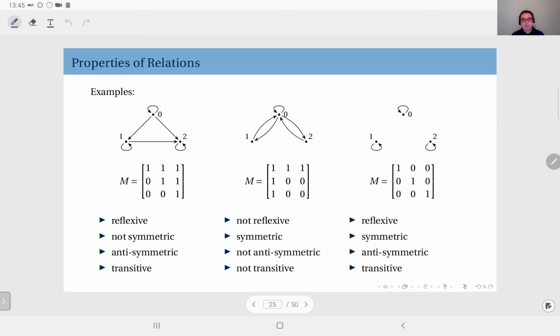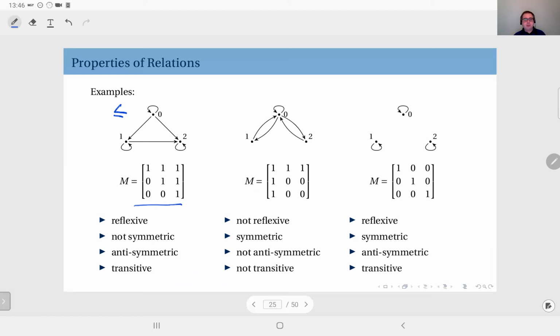Okay, more examples. And we have digraphs and the 0-1 matrix representations given here. The first one, in fact, is the less than relation on the set {0, 1, 2}. 0 is related to 1, 1 is related to 2, and 0 is also related to 2. And all elements are related to themselves. So it's the less than or equal to relation. And this is the digraph representation, and this is the 0-1 matrix.